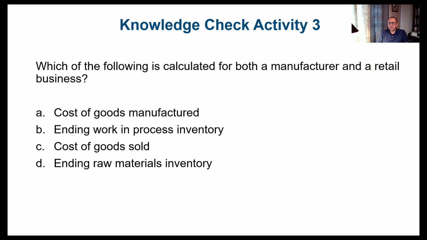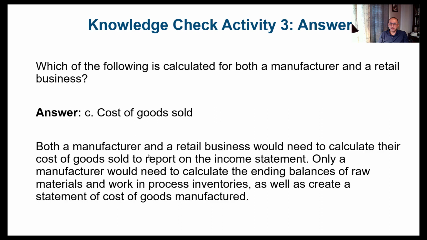One more time. Let's see a knowledge check here. Which of the following is calculated for both a manufacturer and a retail business? Cost of goods manufactured. No, that's only for a manufacturer. Ending work in process inventory. Again, once we see the word work in process, that means manufacturing until we reach the final product. Cost of goods sold. Oh, that may be a common account that we see in manufacturing and retail businesses. How about ending raw material inventory? No, that's a manufacturing thing. So the correct answer is cost of goods sold.